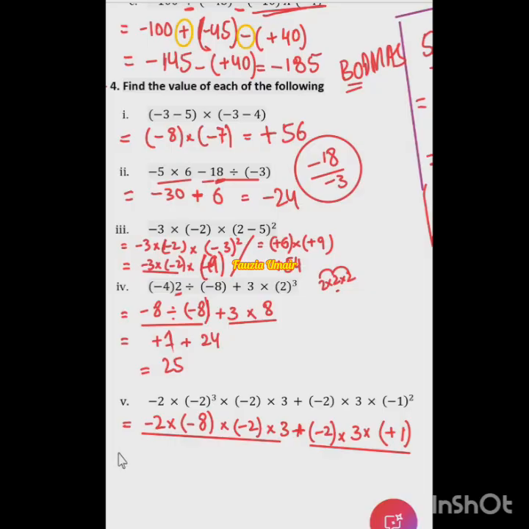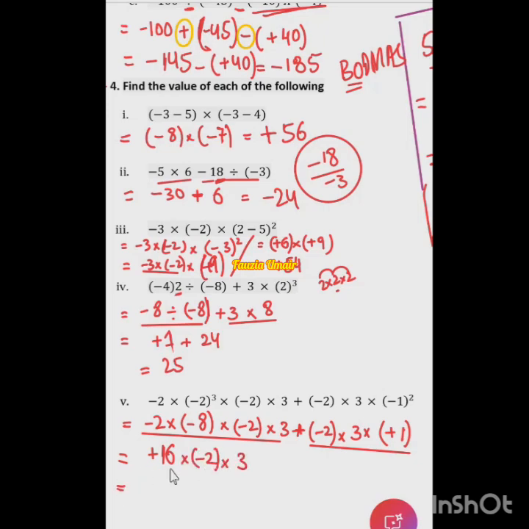Okay, so let's multiply. What is minus 2 multiplied by minus 8? They are like terms, so the plus sign will come. And 8 twos are 16, right? Multiplied by minus 2 multiplied by 3. So I'm solving this part first.